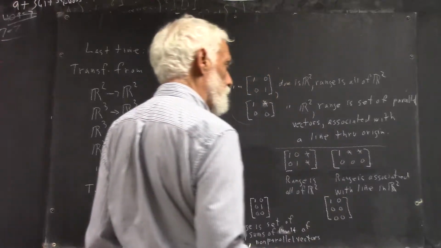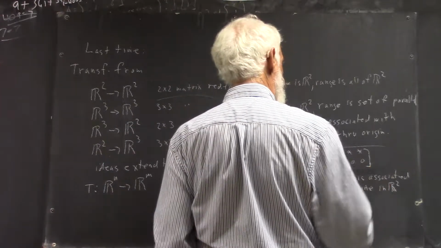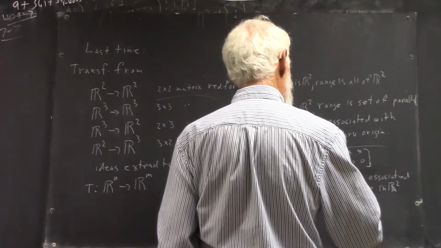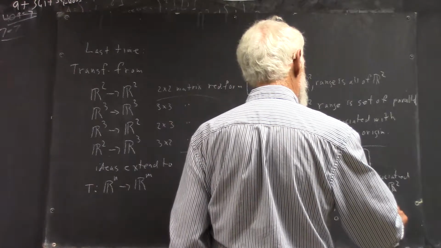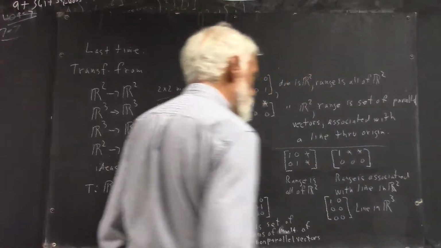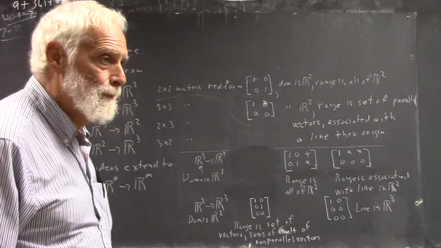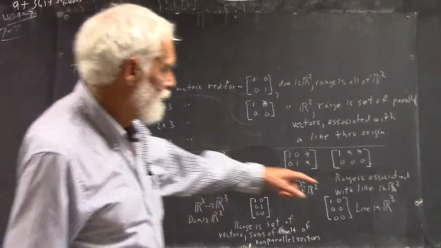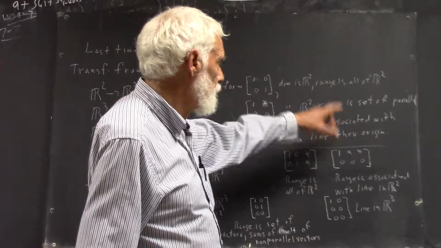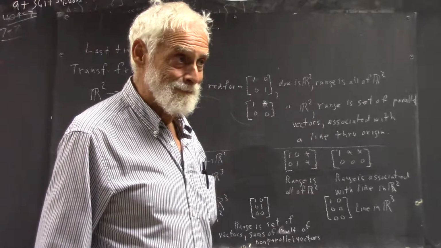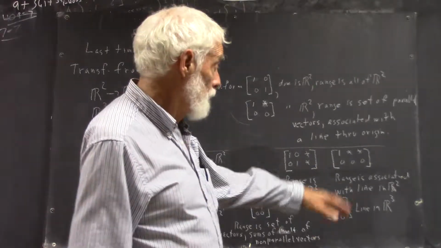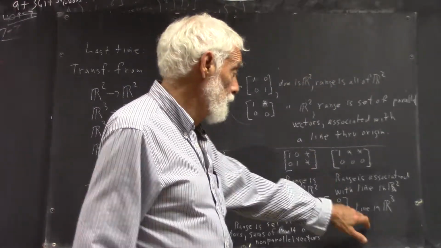And if you have this, it's a line in R3. By line in R3, that's an abbreviation for a set of parallel vectors associated with a line through the origin of R3. So I'm abbreviating this statement here and abbreviating it even more here.